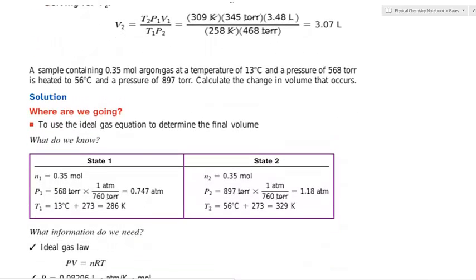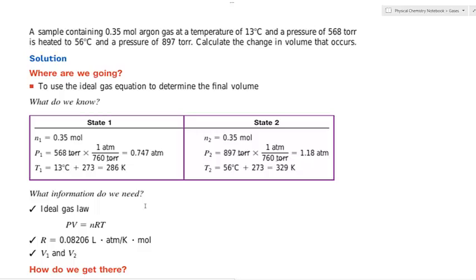Third example. A sample of argon gas at a temperature of 13 and a pressure of 58, is heated, and the pressure changes. What's the change in volume? So again, we're going to use the same thing, but this time we're going to set it up in state 1 and state 2 because we know that there's a change in volume. We know that the number of moles is the same, and we also have to change our pressure into atmospheres in this case because we want to look at the change in volume, and we're not given anything else.